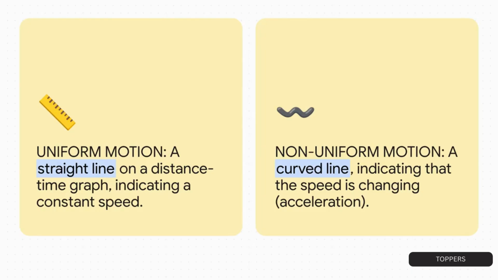So if an object is moving at a nice, steady speed, we call that uniform motion, and it shows up as a perfectly straight sloped line. But if that line starts to curve upwards, the object is speeding up. If it curves and starts to flatten out, it's slowing down. The shape of that curve literally tells the story of its acceleration.